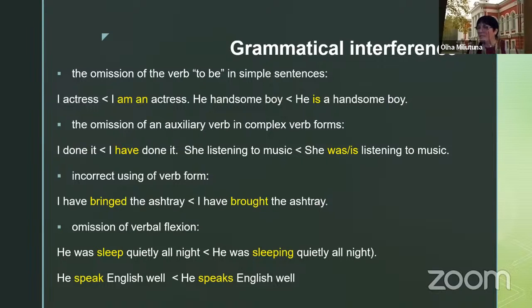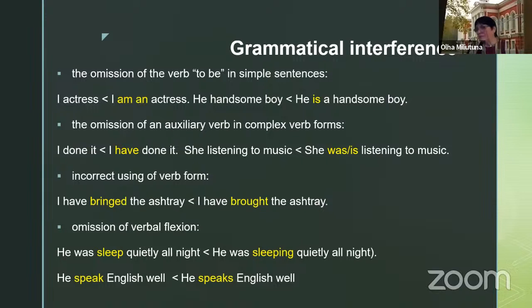Well, the same is with the incorrect use of verb forms. We have no regular and irregular verbs. That is why all our verb forms are built according to the same rules. And it is regular for Ukrainians to say I have bring the ashtray instead of I have brought the ashtray.